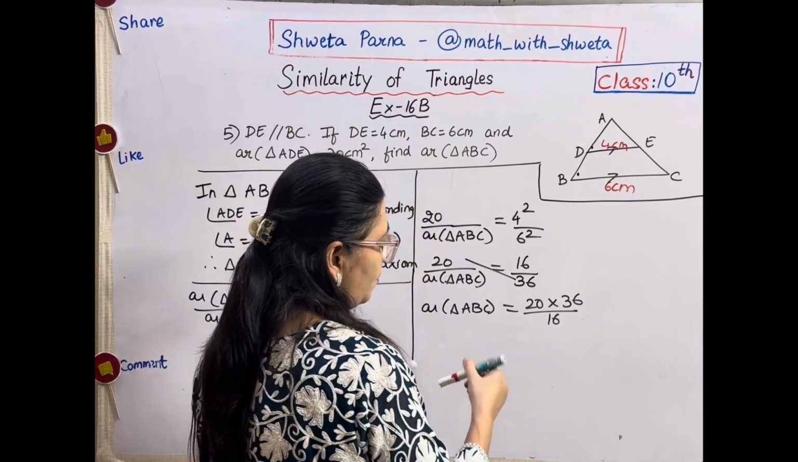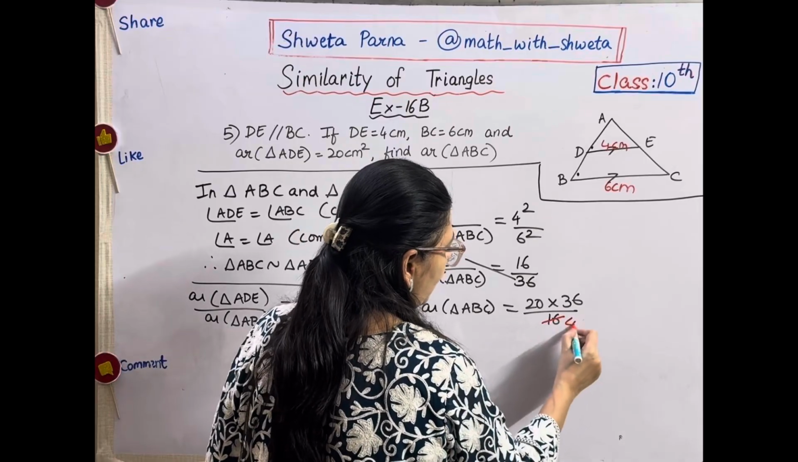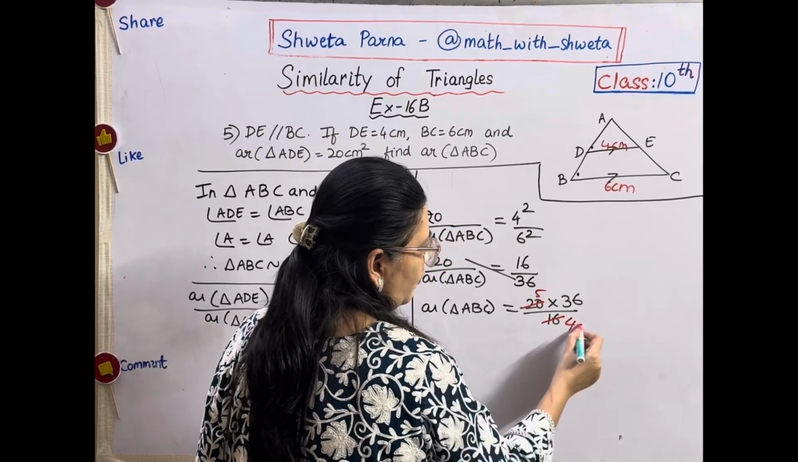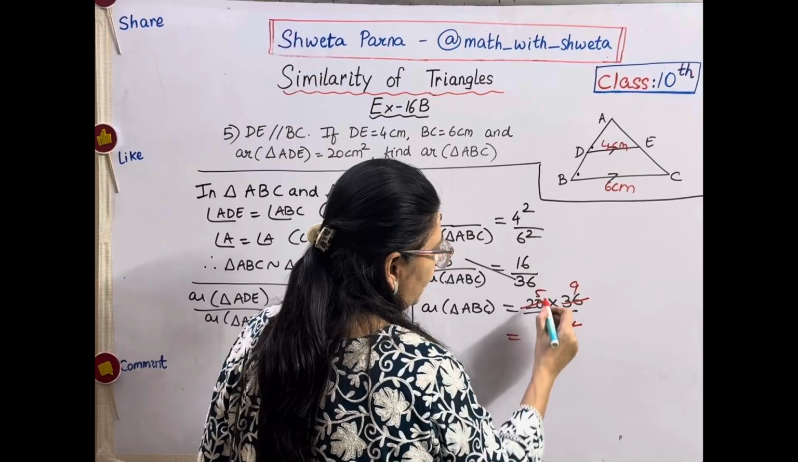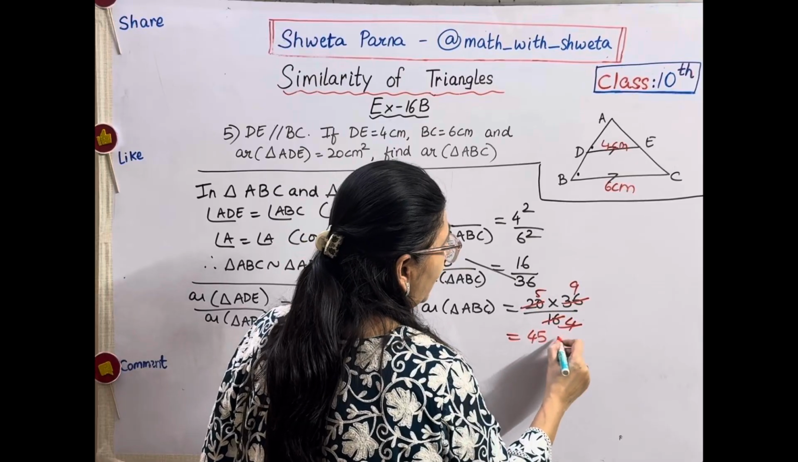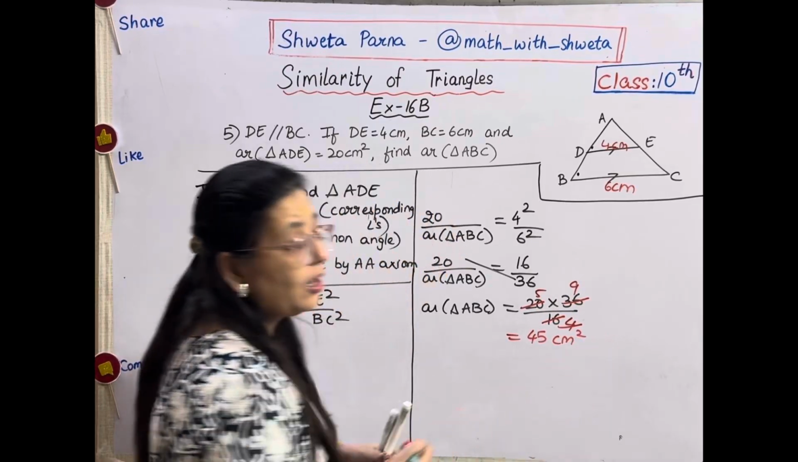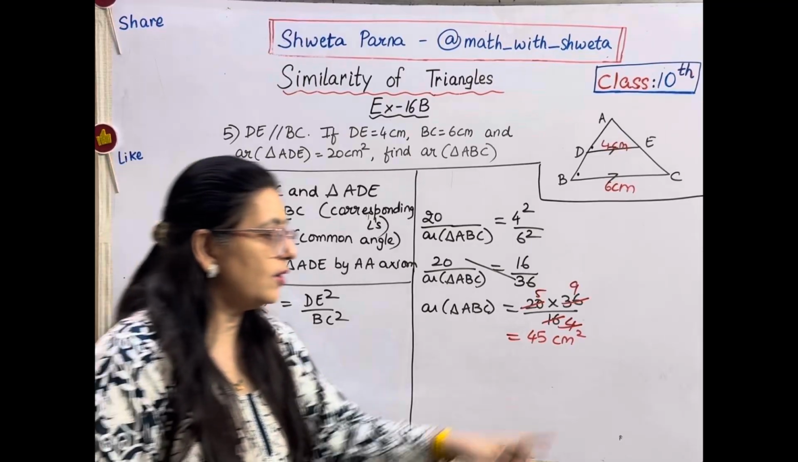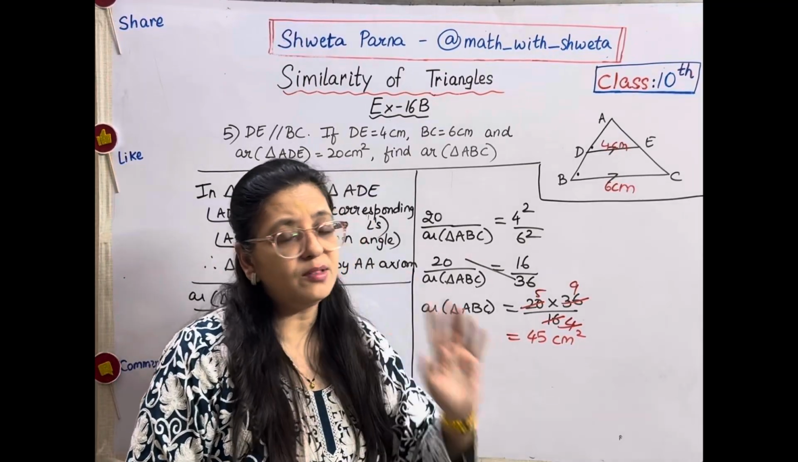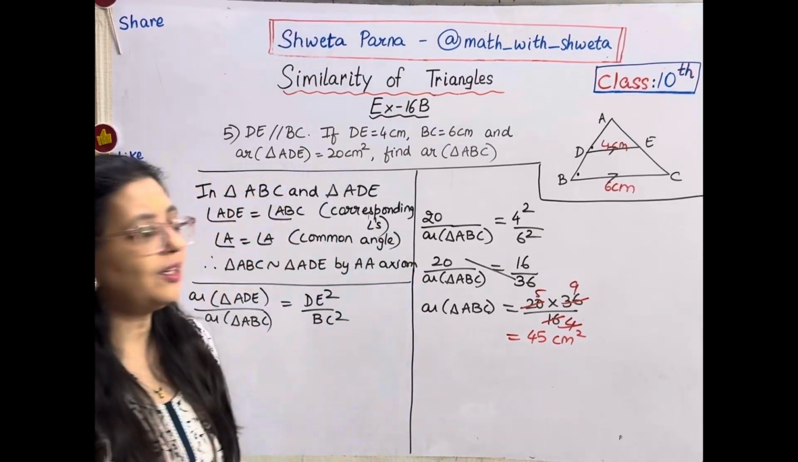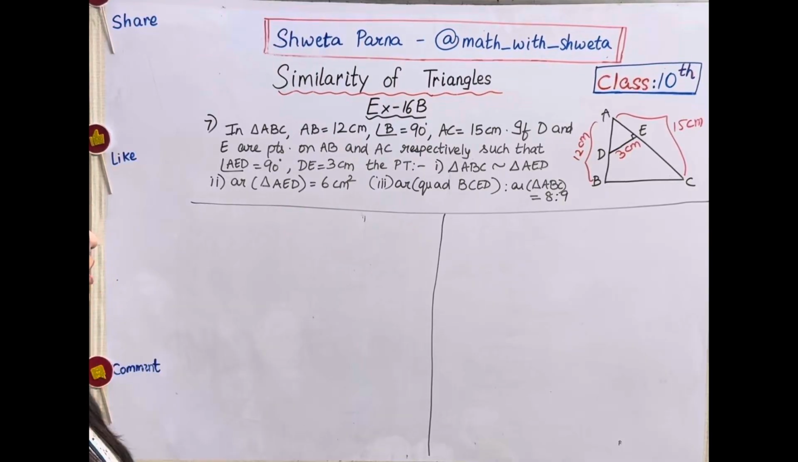Okay. Now let's simplify. 4 4s are 16, 4 5s are 20, 4 9s are 36. So answer is 5 9s are 45 centimeters square. Don't forget to put the unit square, otherwise it will go wrong. Okay, let's go to the next one. Let's go to question number 7.